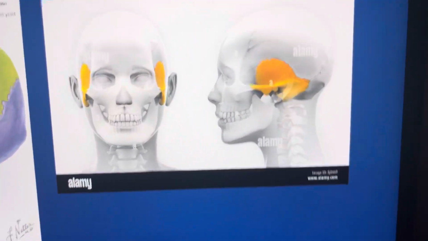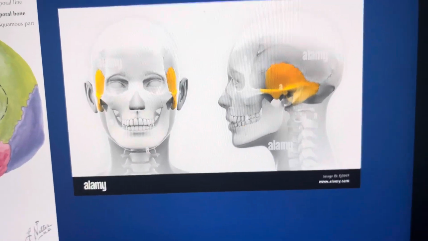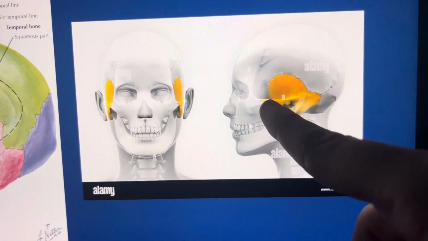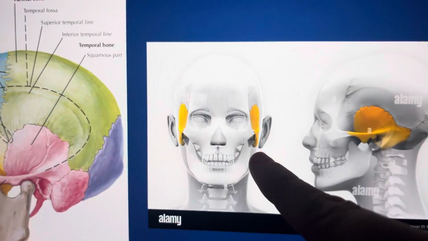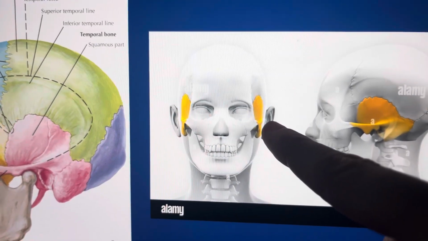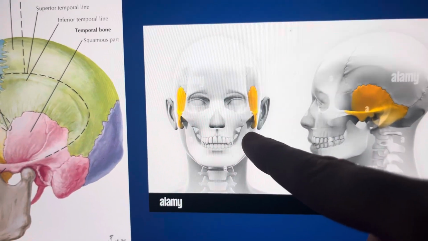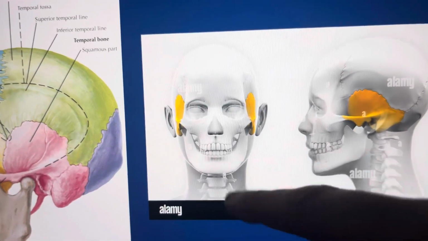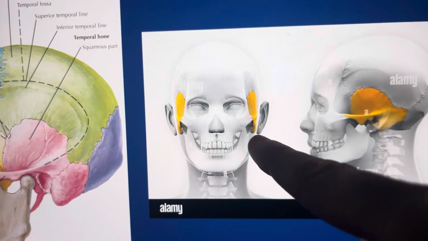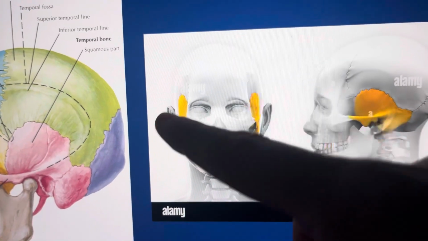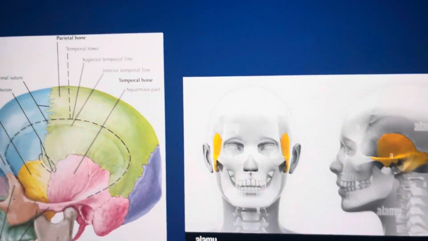And then this one over here shows the temporal bone lit up in this orange color. It shows us from the side and also from the front view with the ear. So this can help better understand how it relates to the inner ear and protecting that and helping with balance, because it is located right in this area, which is right where our inner ear canal is.